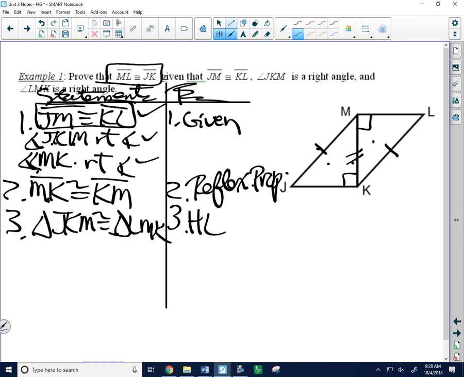And before I finish the last step here, I wanted to say, the significance of HL is this. If we didn't have HL, this one would have been two sides, and the angle is excluded. It would have been, and that doesn't work.